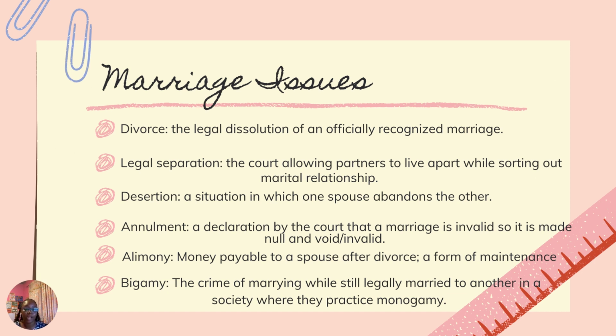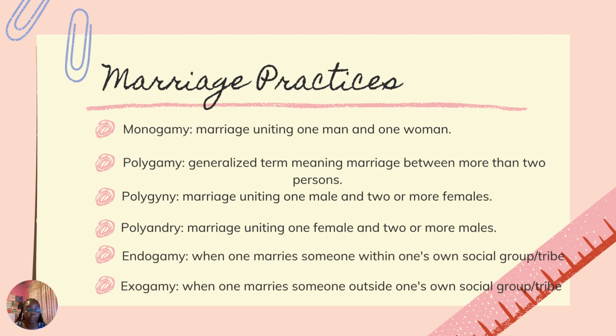Bigamy is the crime of marrying while still legally married to another in a society where they practice monogamy. Let's look back on the terms related to marriage practices before we go right into bigamy. Monogamy is marriage uniting one man and one woman. This is practiced in the Caribbean, as I said earlier, but we have polygamy, which is practiced in places like Africa and India. These persons get married to more than two persons, where you see chiefs and bigger heads in the African communities. They have up to 5 wives.